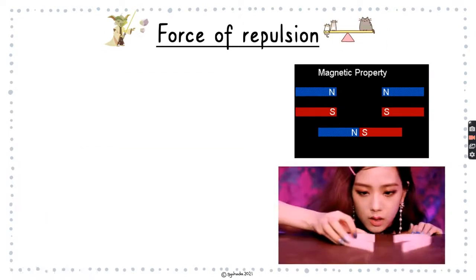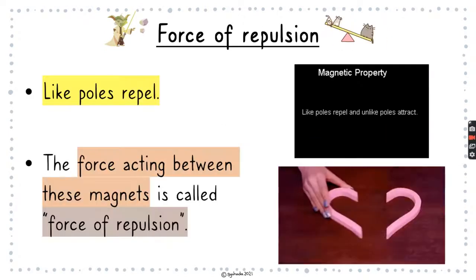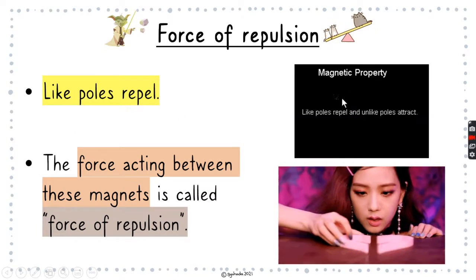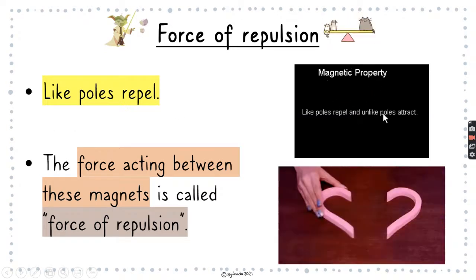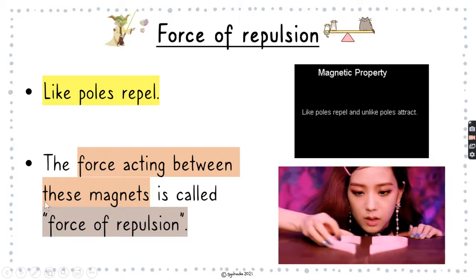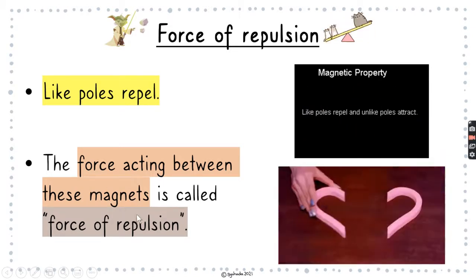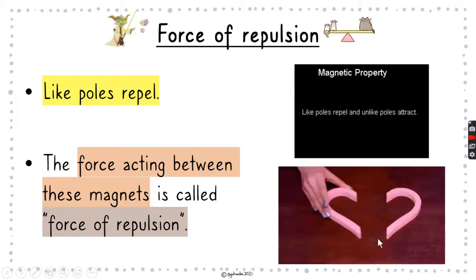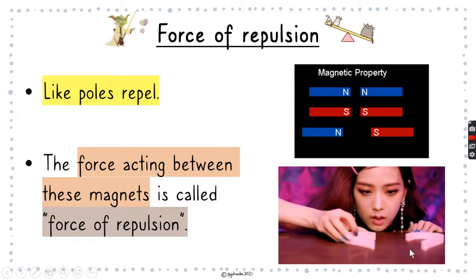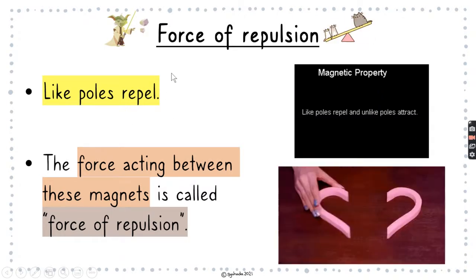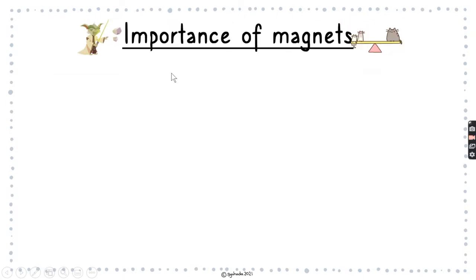The second type of force in magnets is called the force of repulsion. So like poles, poles that are the same, repel. You can see in this GIF right here, the top, north and south, they push each other away. The force acting between magnets is called the force of repulsion. You can see right here, these two magnets are pushing each other away. That means they both have like poles, the same type of pole.